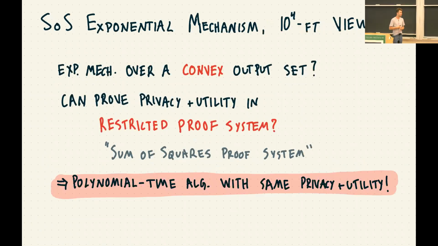Okay, so back to our 10,000-foot view. I said that for the SOS exponential mechanism, the idea is that you want to run the exponential mechanism, let's say, over a convex output set. And suppose that you can prove privacy and utility in this restricted proof system. Then I said you get a polynomial time algorithm with the same privacy and utility guarantees.